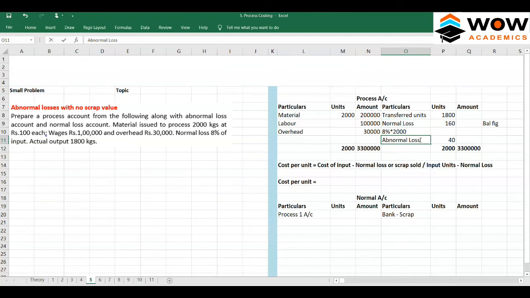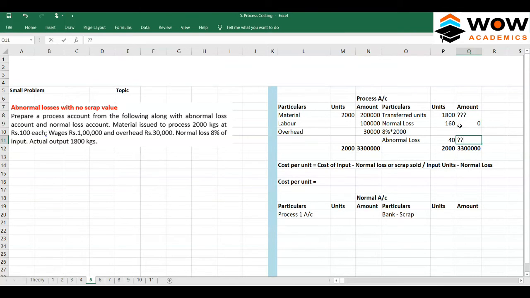That's an abnormal loss. So now this normal loss could be sold at a price. No, it could not be sold because the question says that is an abnormal loss with no scrap value. So the scrap value would be 0. There's no scrap value here. Okay, but for abnormal loss we have to value it. So we have to value two things here. One is this, one is this.